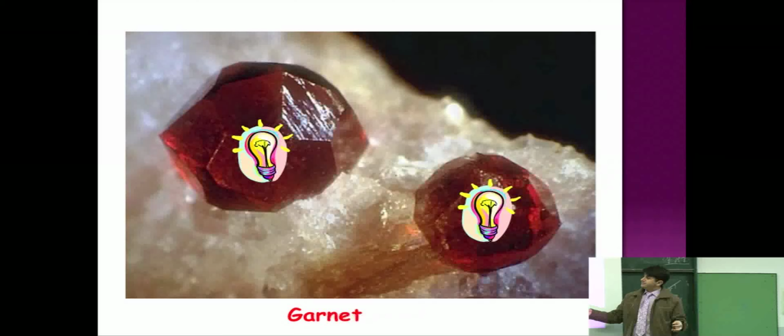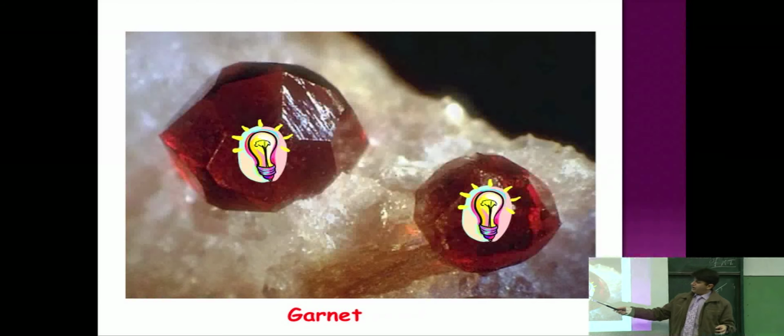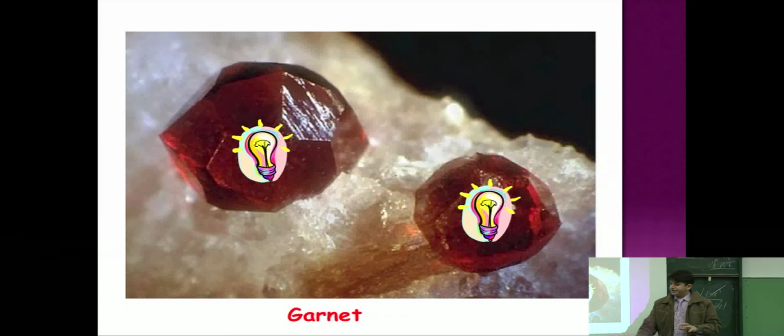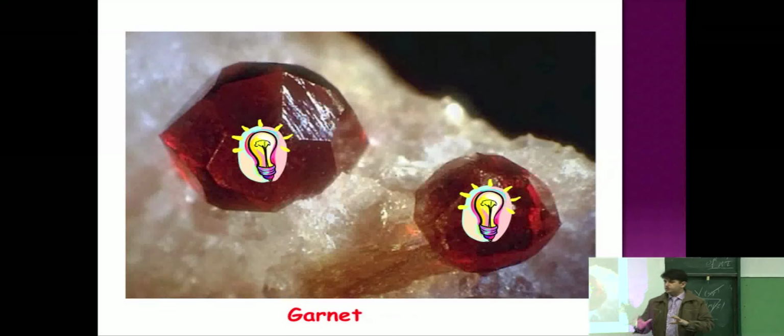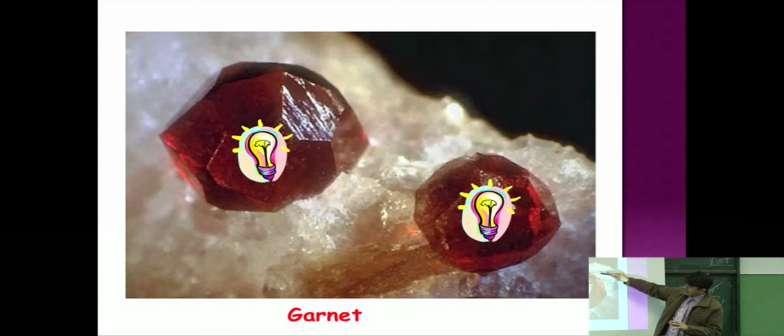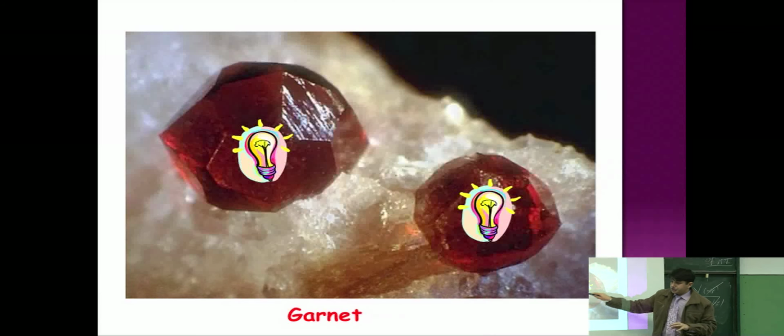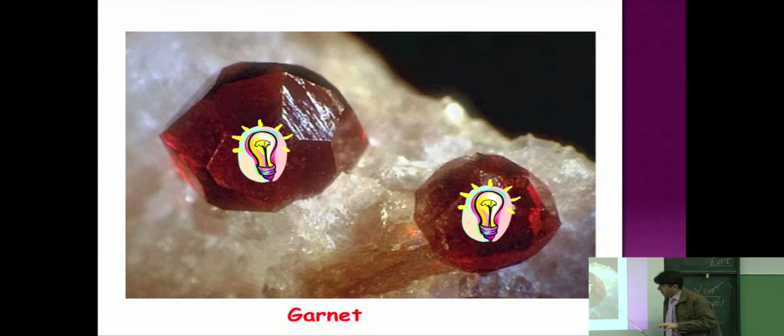If you have this green garnet and you have a light, because garnet is cubic, isometric system and isotropic, the velocity in all directions is equal. The velocity in all directions in garnet is equal. So this means that you have one refractive index in all directions.